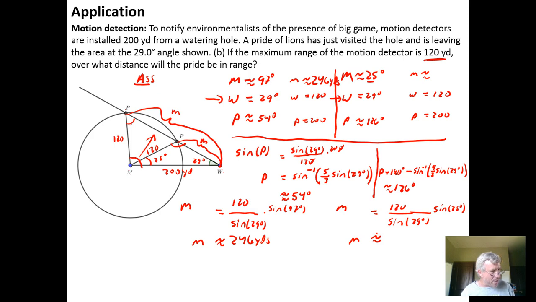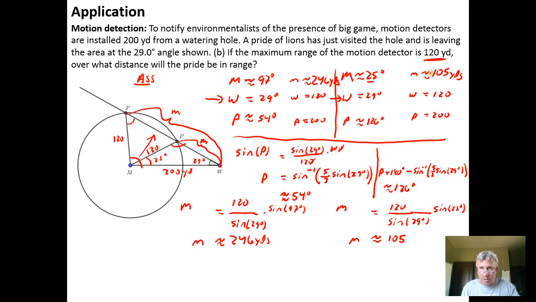And then we're going to approximate m. So m is approximately, did I calculate that ahead of time like a smart person? Nope, I sure did not. So I need to calculate that. It's going to be 120 times the sine of 25 degrees divided by the sine of 29 degrees, and we hit enter, and I'm getting about 105 yards approximately, to the nearest yard. So this is about 105 yards.